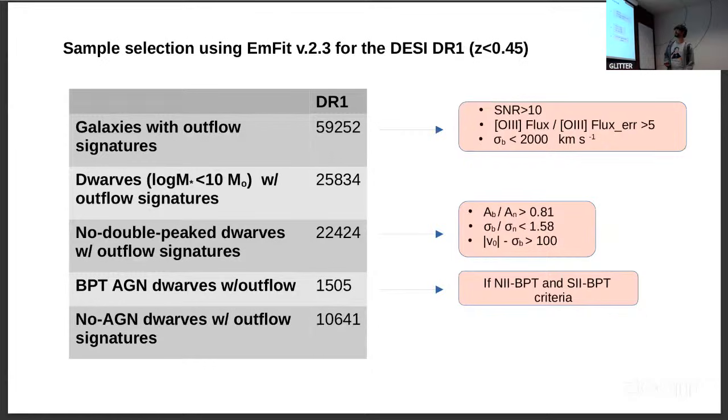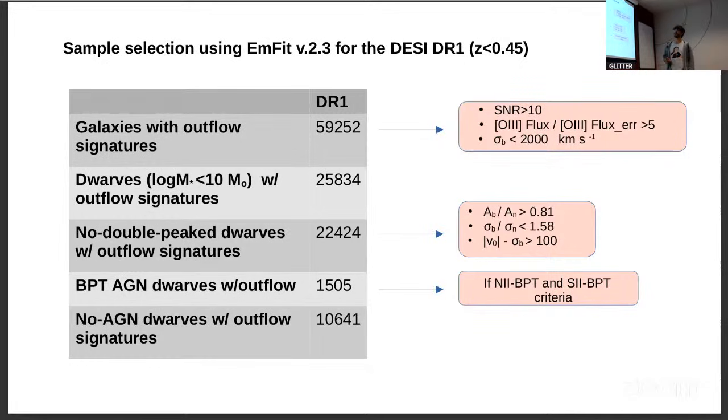So let's explain a little bit about our sample. As I said before, our sample is drawn from DR1, selecting those galaxies with redshift below 0.45. The spectra of these galaxies were fitted using the MFIT code that is described in Pucha et al. 2024. We find almost 60,000 galaxies with outflow signatures, galaxies in general, with no distinction between dwarf, AGN, non-AGN, massive. Then we apply different cuts. The cut in mass, where the sample dropped to 25,000 dwarf galaxies with outflow signatures.